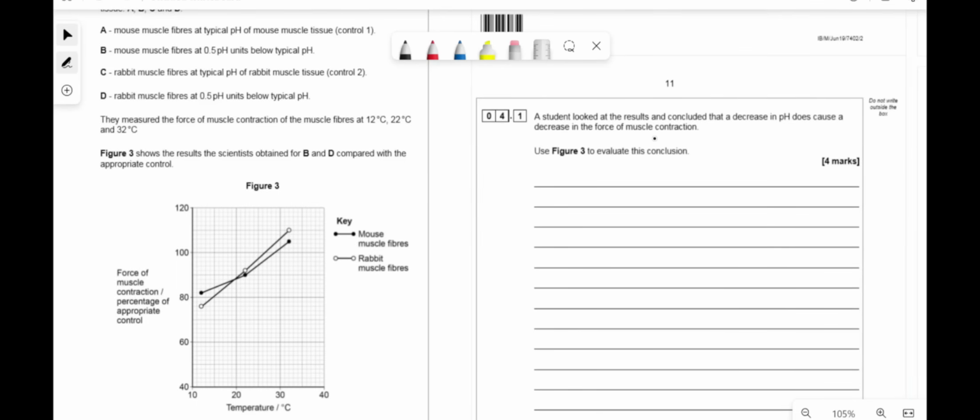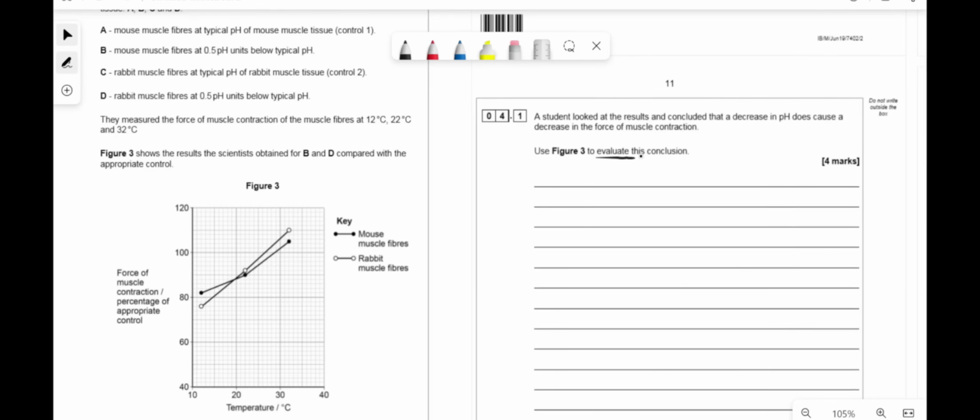And you can see that as the temperature is climbing up, you start to get an increase here. And at around these temperatures, you have the same as the original. And beyond these temperatures, the force actually exceeds the original. So a student looked at the results and concluded that a decrease in pH does cause a decrease in the force of muscle contraction. Use figure 3 to evaluate this conclusion.